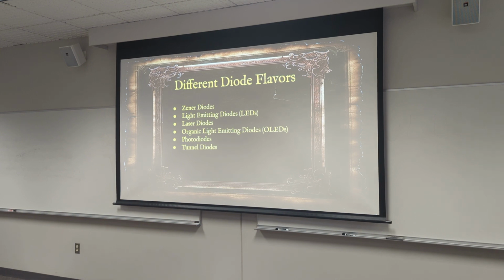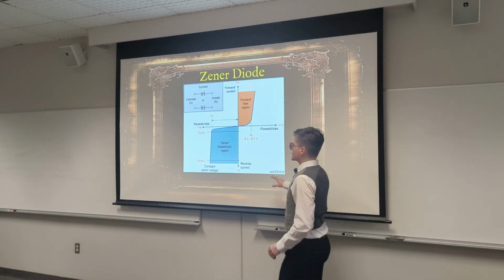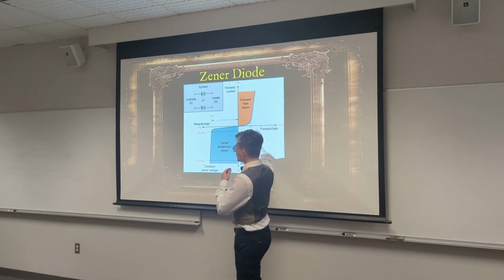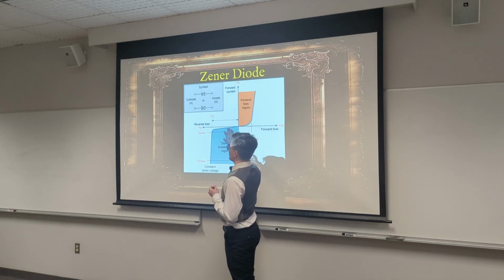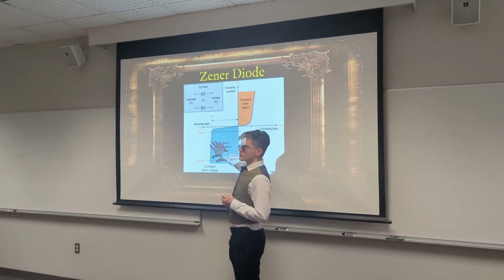Now, I'm going to talk about the different kinds of diodes. First up is the Zener diode. These are used to operate in reverse polarity. So as we have a reverse voltage, they will actually break down and become a short.